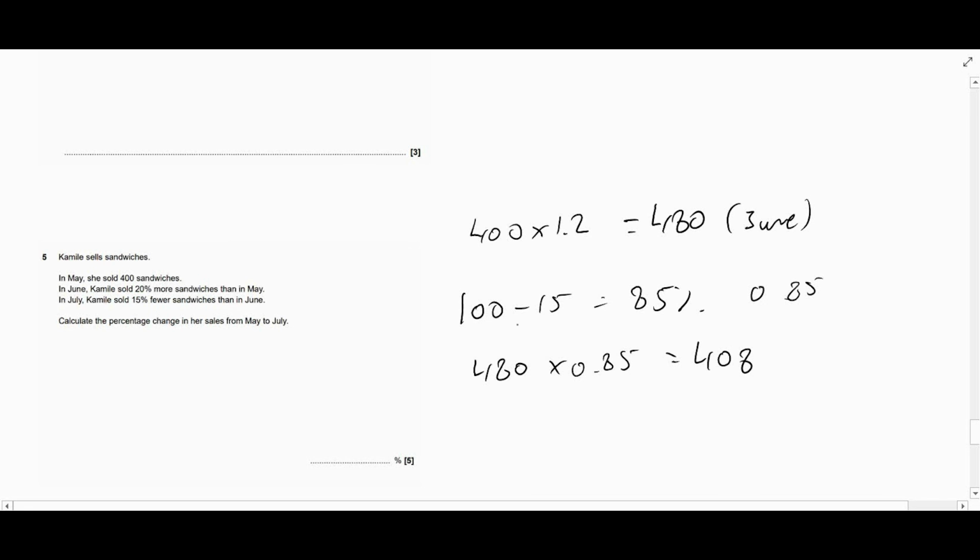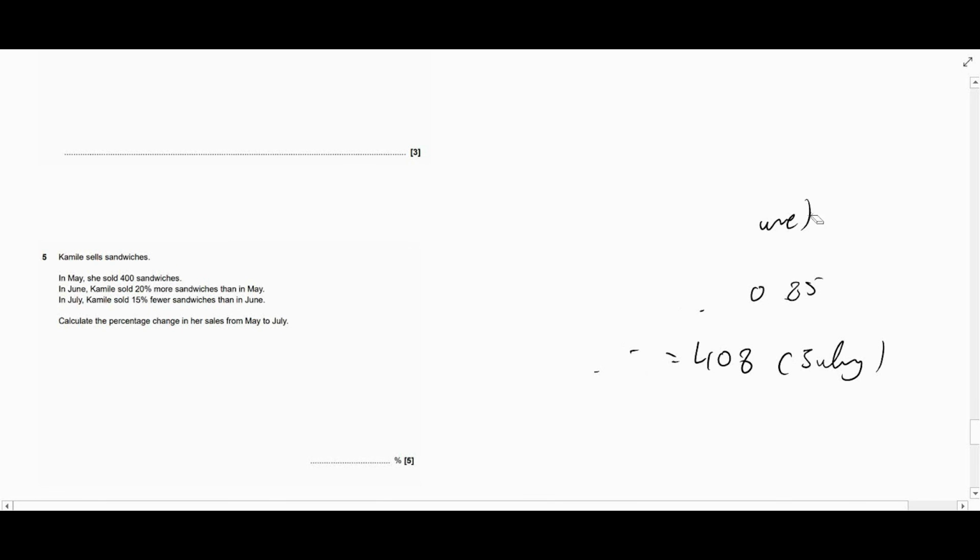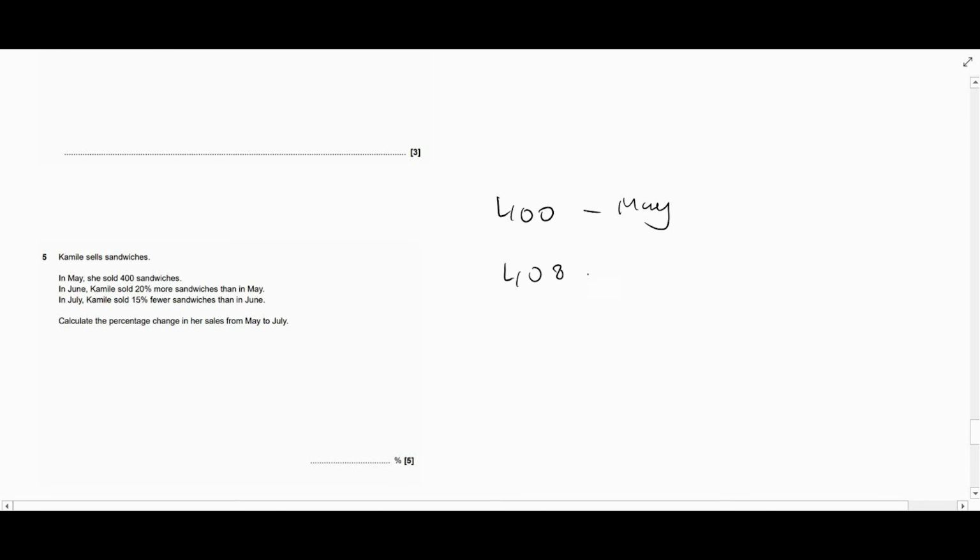So 408 is the amount of sandwiches we sold in July, and the question asks about the change from our sales in May to July. What you need to do is take both of the numbers, think about the number change, and relate it to a percentage. So we had 400 in May and 408 in July. The difference is 8.